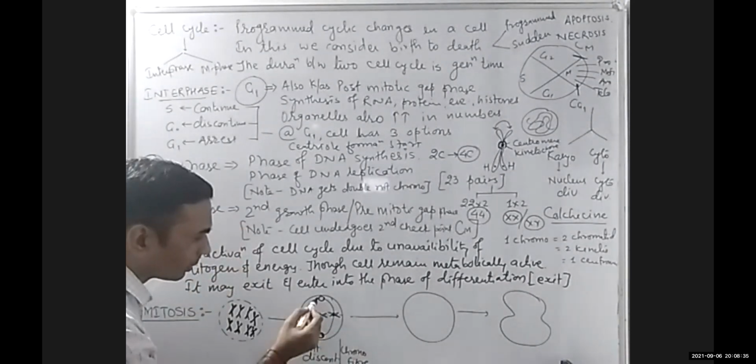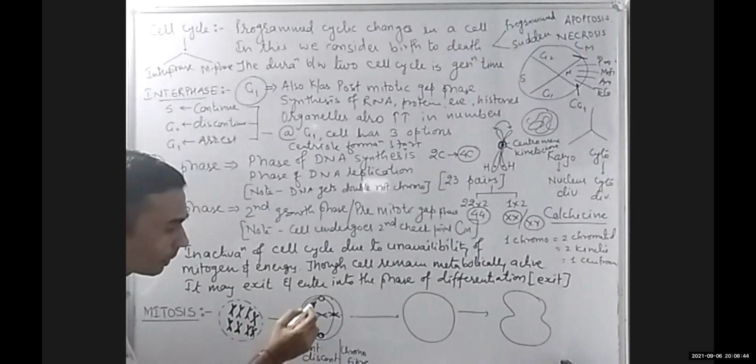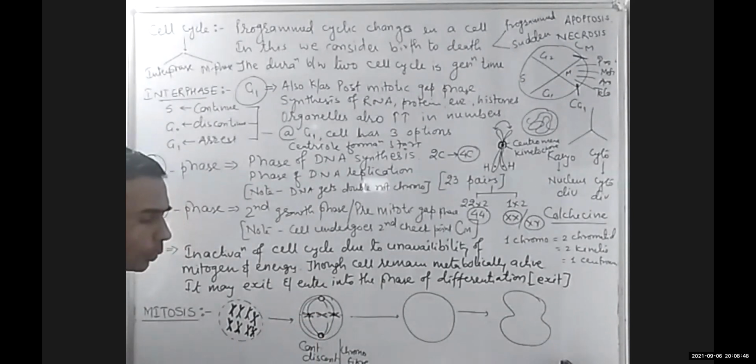Continuous fiber continues from one pole to the other pole without binding to any chromosome. The discontinuous fiber may come to half and may come to half, not binding to any chromosome. But the chromosomal fiber joins at the kinetochore.